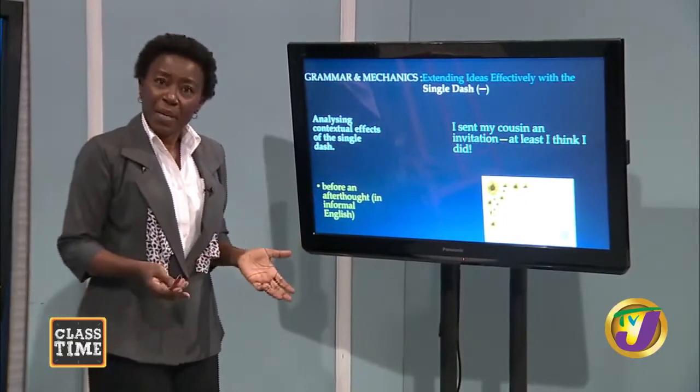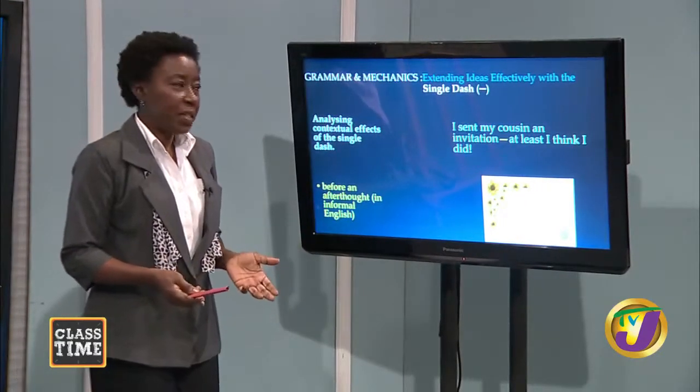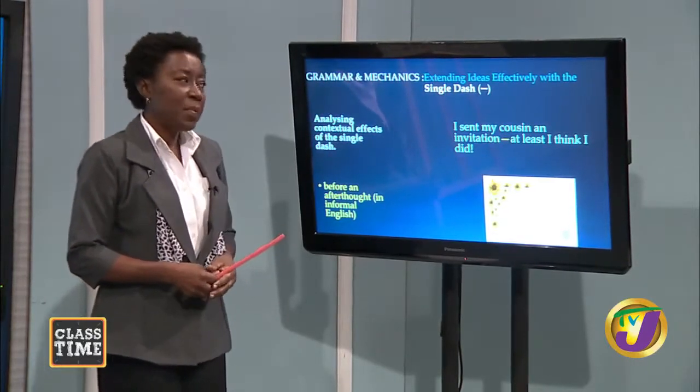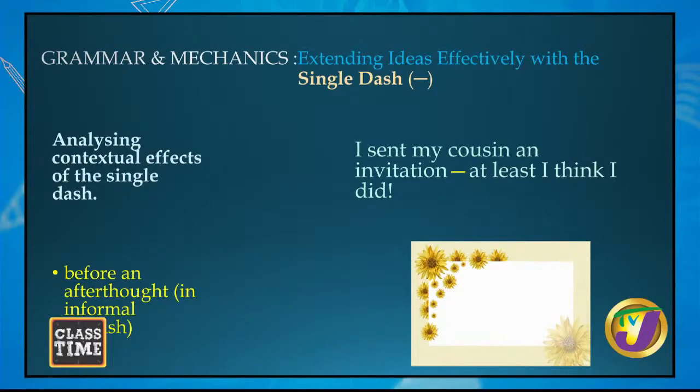what would it be if it were formal? You would say, I think that I sent my cousin an invitation, but this is your friend. So you say, I sent my cousin an invitation. At least I think I did. Okay? So the main idea right here, you would end right here. I sent my cousin an invitation.